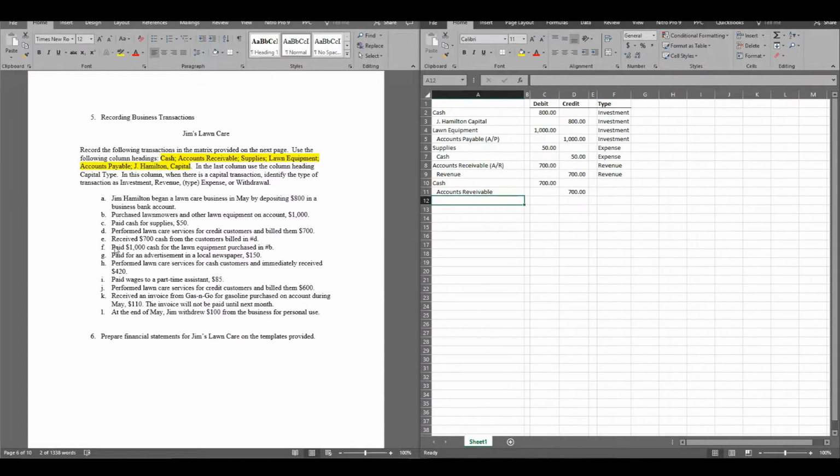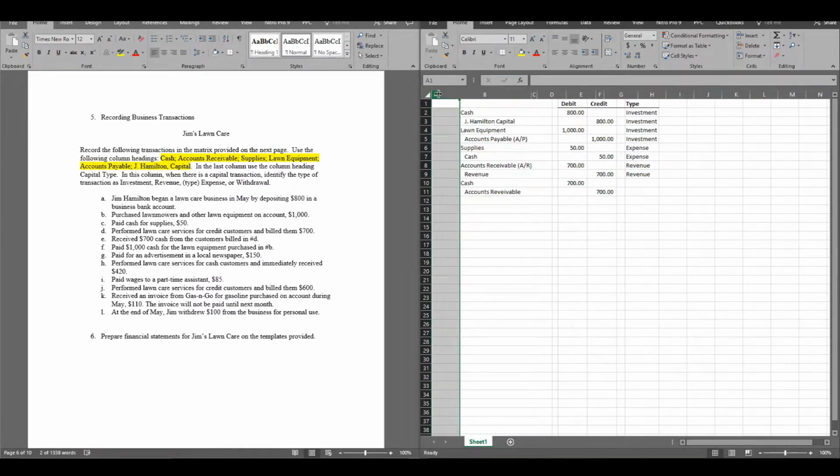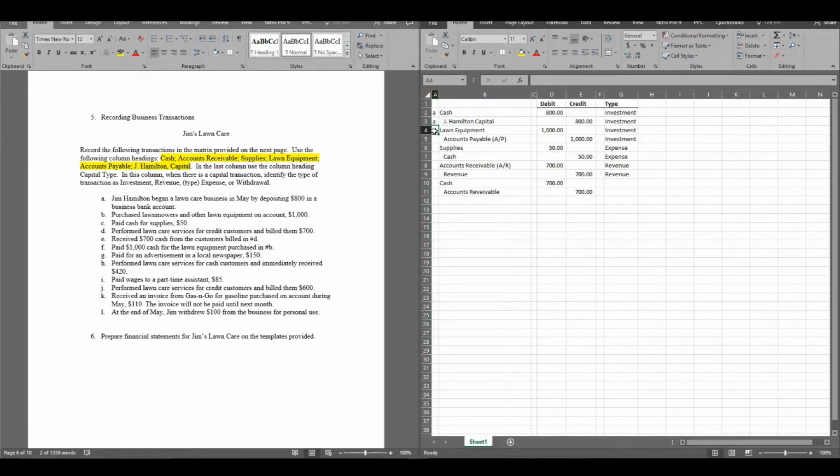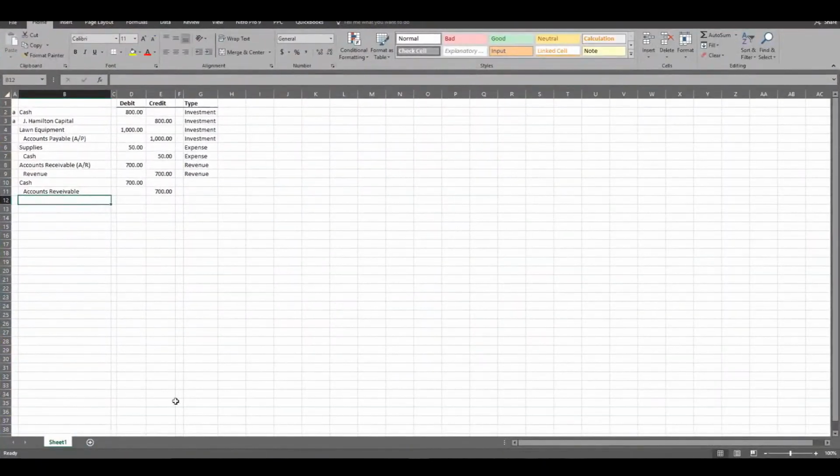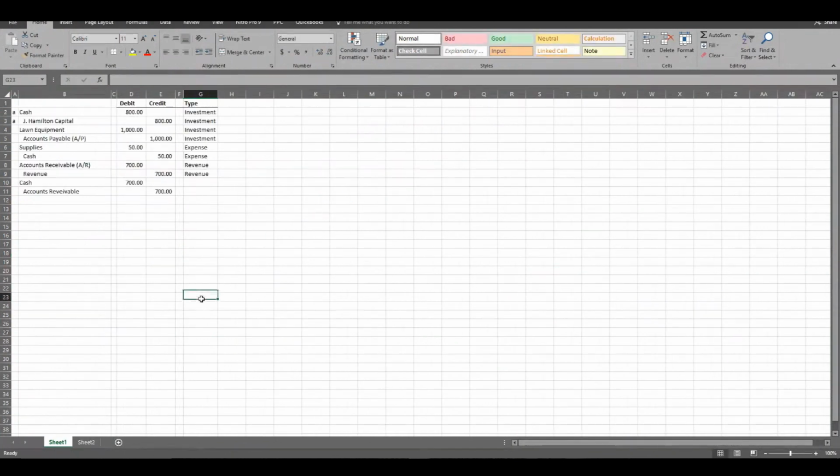Okay, so in F, we pay $1,000 cash for the lawn equipment that we purchased up here in B. Let's go ahead and add. So this is A, B. Come on, Excel. Interesting. All of a sudden I can't type in Excel. Okay. Give me 1 second here to solve this issue. This is weird. Okay. That was very strange. Okay.